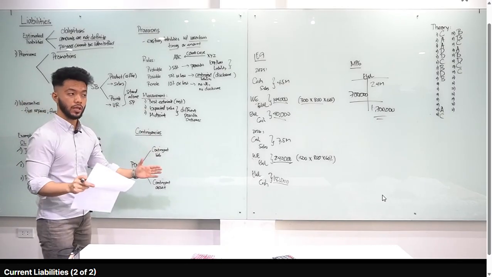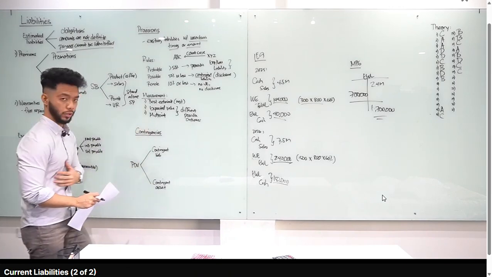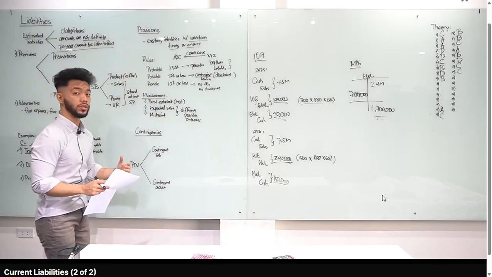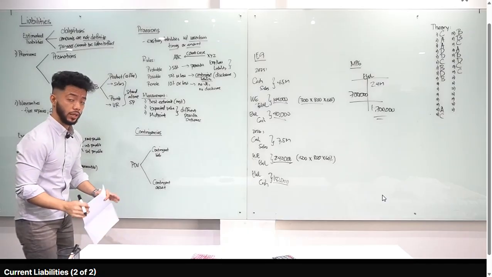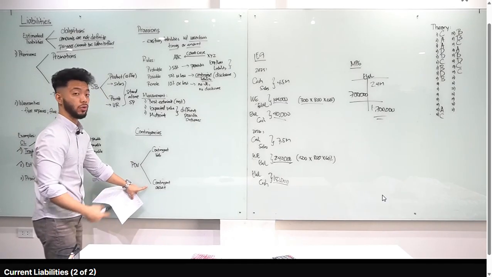Kapag maraming possible outcomes, pwedeng 1 million, pwedeng 2 million, pwedeng 3 million, gamitin mo expected value or the midpoint. Okay? That's how provisions work. Now, let's go to contingencies. Na-explain ko na earlier kung ano yung contingent liability. Actually, dalawang point of view yan. Pwede siyang contingent liability, pwede rin siyang contingent asset.